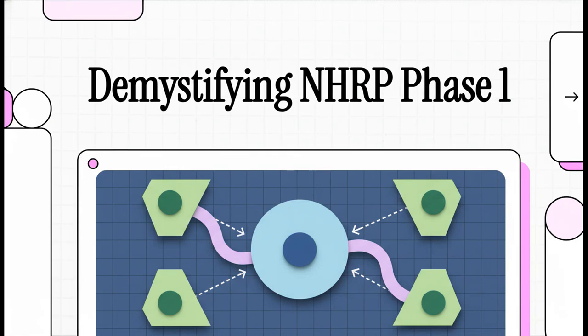All right, welcome. Today, we're jumping right into a huge topic in networking, DMVPN, or Dynamic Multipoint VPN. We're going to start at the very beginning and really demystify its foundational first step, NHRP Phase 1. This is all about understanding how these massive, secure networks are built from the ground up.